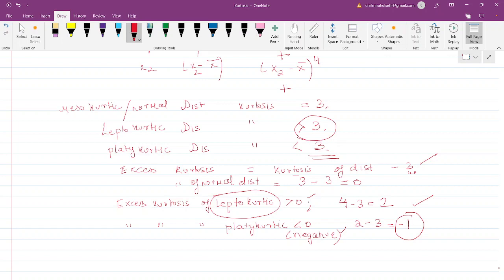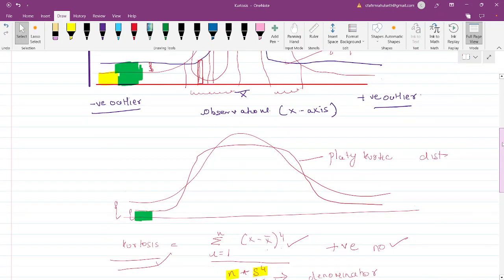So kurtosis of a normal distribution is 3, leptokurtic distribution more than 3, platykurtic distribution less than 3. But there is another measure, excess kurtosis, which basically measures how much the kurtosis of a distribution differs from a normal distribution, right? So if excess kurtosis is positive, then the distribution is leptokurtic. If it is 0, then the distribution is mesokurtic or a normal distribution. And if its excess kurtosis is negative, then the distribution is platykurtic. Okay, so that's about it, guys.